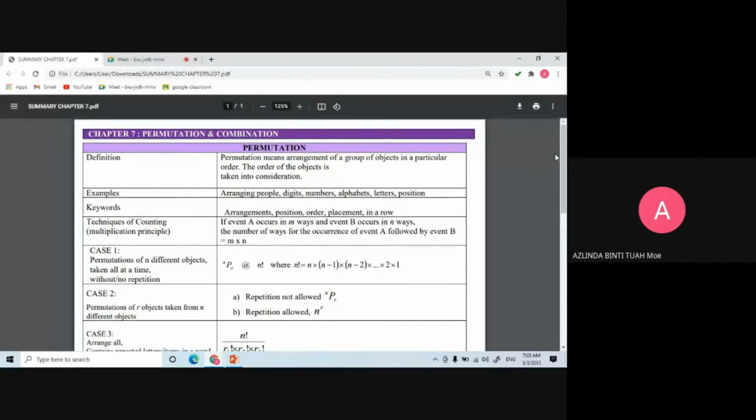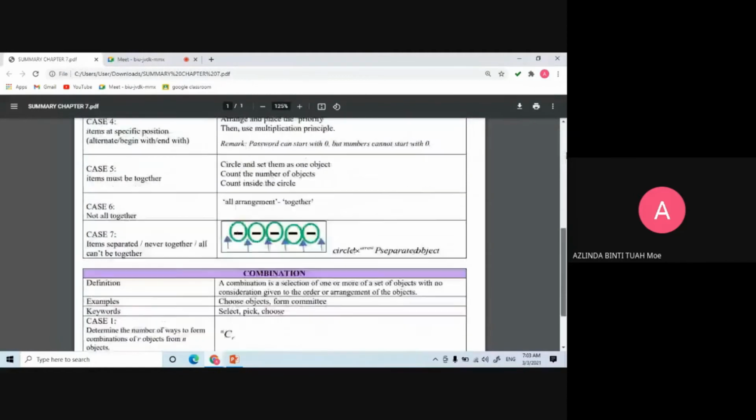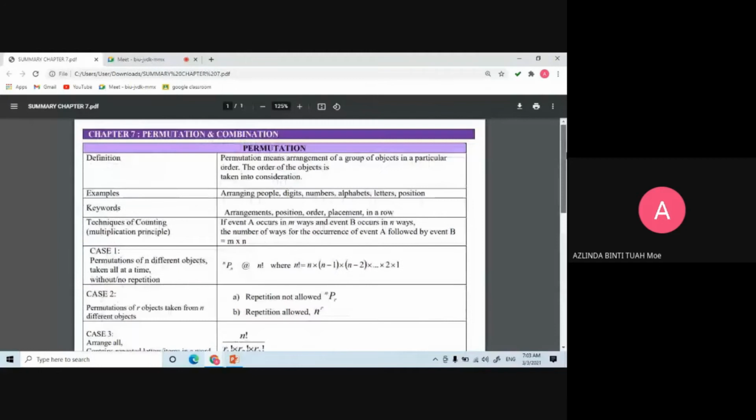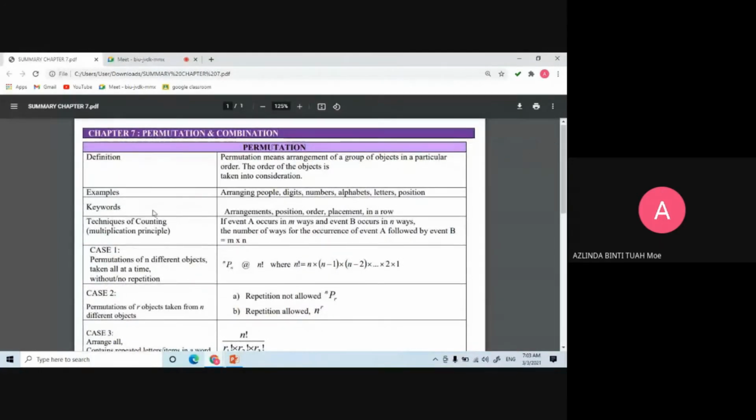Okay, there are two subtopics. The first subtopic is obviously permutation 7.1, and then 7.2 is the combination. Okay, I want to cover 7.1. Hopefully dalam masa sejam ni saya boleh habiskan 7.1. Okay, permutation.